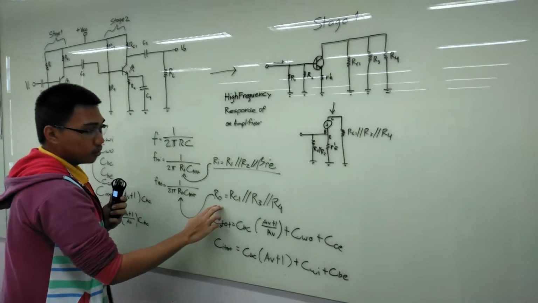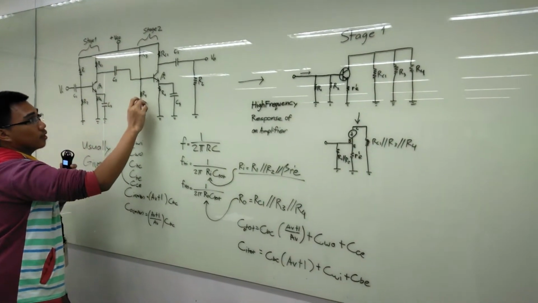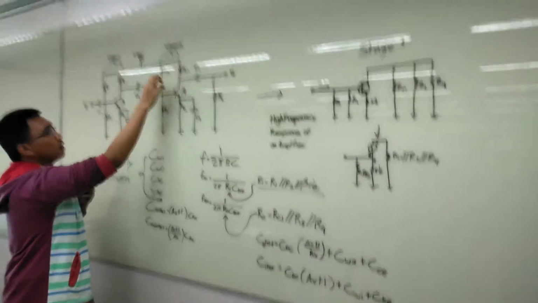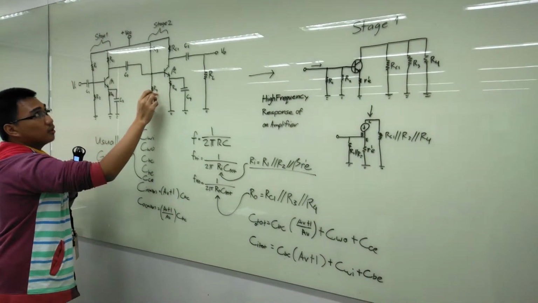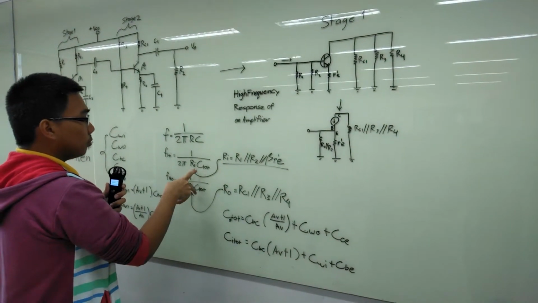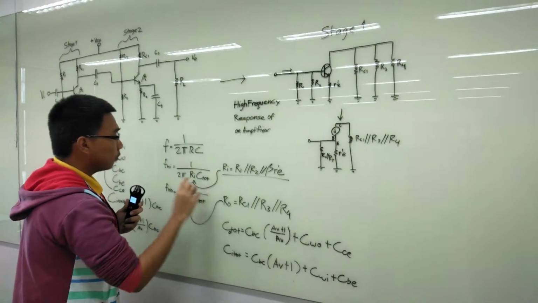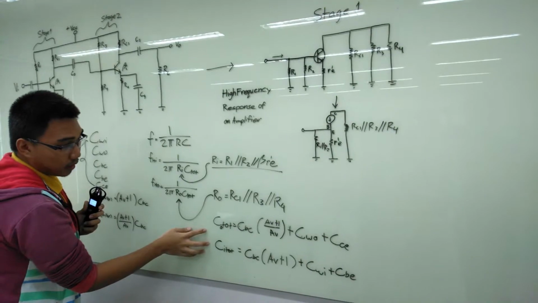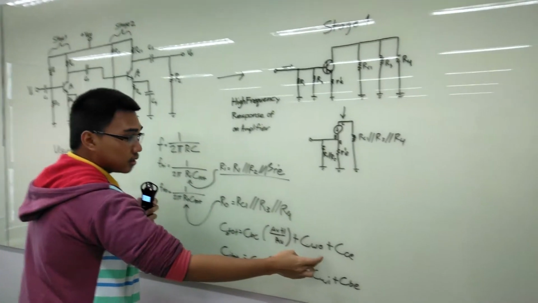Then for the RO, you will use RC1 parallel to R3 and R4, since the output side of stage 1 is connected in parallel with R3 and R4, which is the Rin of stage 2. Now that you've obtained Rin and RO, you will get the C total of both input and output, which is equivalent to these formulas that use the usually given values.